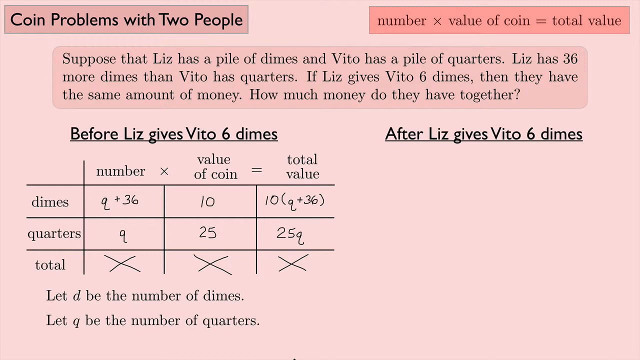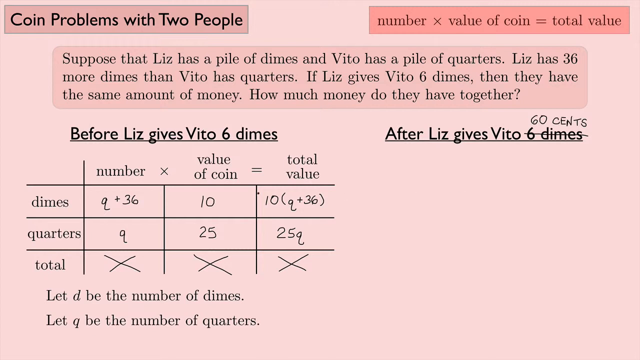Now let's look at after Liz gives Vito 6 dimes. Each dime is 10 cents, so 6 dimes would be 60 cents. So in terms of cents, Liz is giving Vito 60 cents, and that's really what we care about here. So I'm going to rewrite that here: 60 cents.